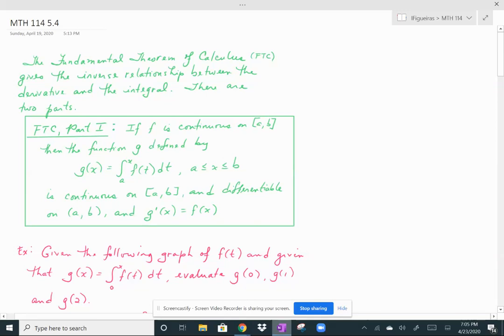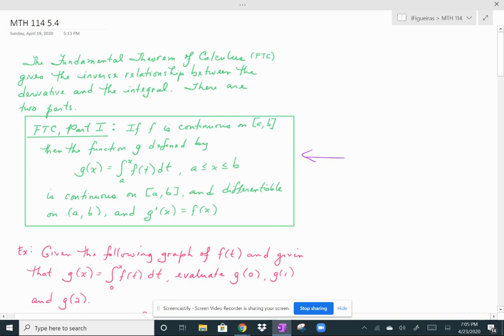Hi, this lesson is about the fundamental theorem of calculus, part 1. So remember, the fundamental theorem of calculus, which I'm abbreviating as FTC, provides the inverse relationship between the derivative and the integral, the two main parts of calculus. We talked about part 2 in a previous lesson. Now we're going to talk about part 1. Part 1 is here in this green box.